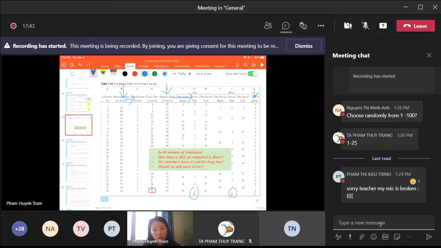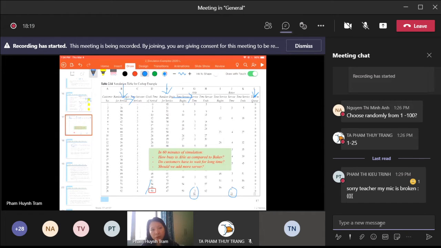Understand that in the previous example, we did the simulation for 20 customers and then we stopped. Another way to decide when to stop the simulation is based on time. You can decide to stop the simulation after how many hours of service, for example. So in this case, in Excel, you will do the simulation for about 60 minutes, and you stop the simulation after 60 minutes.